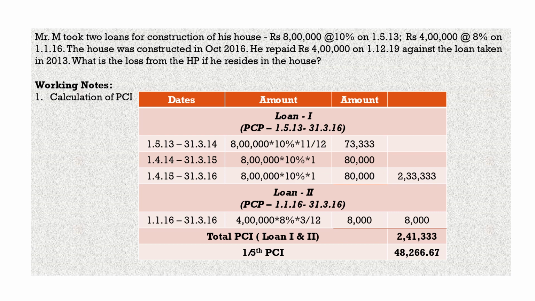So the total PCI for loan 1 and 2 will be 2,41,333. But 1/5 of PCI only is considered under interest on loan, which is 48,266.67.